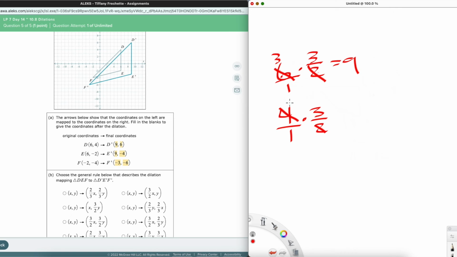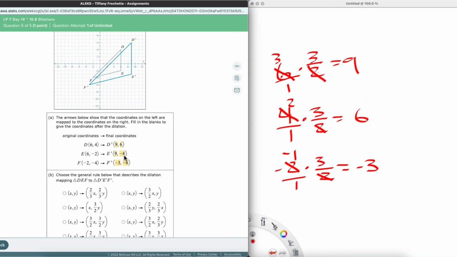4 divided by 2 is 2. 2 times 3 is 6. And look at that, we have a 6 here. So I can do that with each one of these. 6 again, I don't have to do that again, it would still be 9. Negative 2 times 3 halves. Negative 2 divided by 2 is negative 1. Negative 1 times 3 is negative 3.